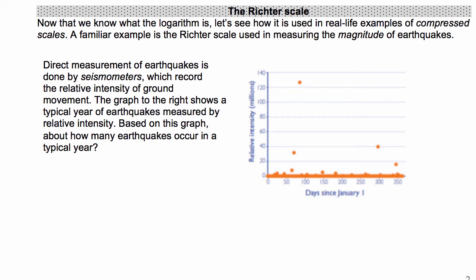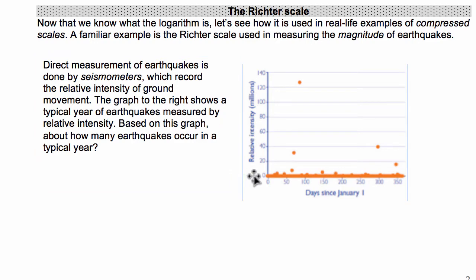Now that we know what the logarithm is, let's see how it is used in real-life examples of compressed scales. A familiar example is the Richter scale used in measuring the magnitude of earthquakes. Direct measurement of earthquakes is done by seismometers, which record the relative intensity of ground movement. The graph to the right shows a typical year of earthquakes measured by relative intensity.